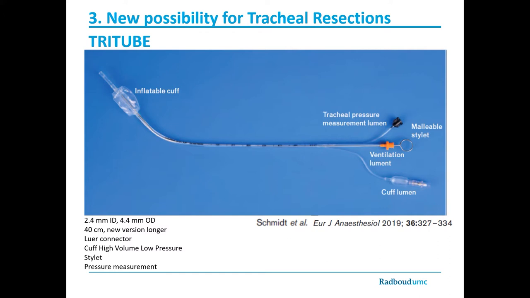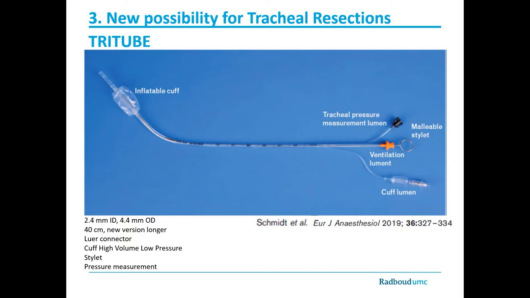Many problems during tracheal resections can be solved if you were able to use a very small tube. So Tritube is a very small tube. As you can see, the outer diameter is only 4.4 millimeters. It is designed to be used with a specialized ventilation machine, which we will tell you a little bit about later on.